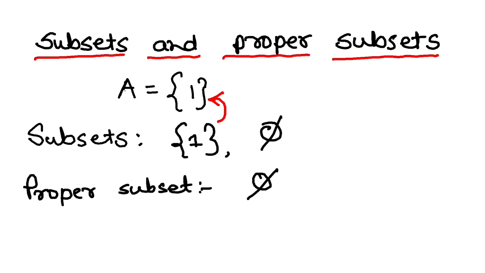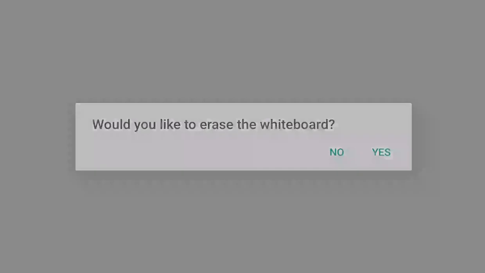Okay, so what is the number of subsets here? 2. What is the number of proper subsets here? 1. Please be careful of this calculation. Okay, now let's take a set having two elements. Suppose A is a set having two elements 1 and 2.